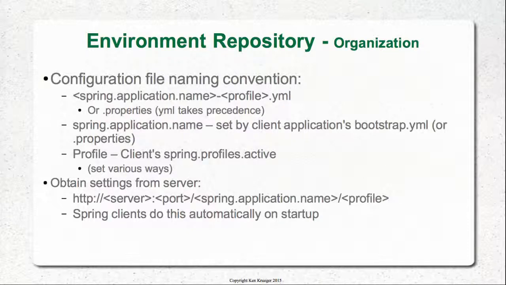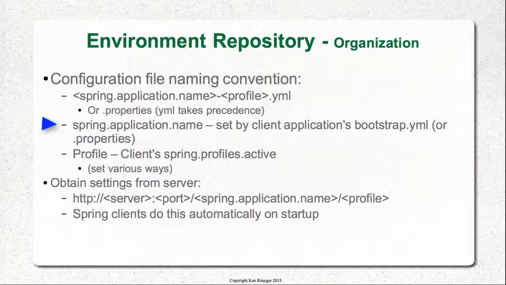Now, regardless of where the repository is, we need to talk about what you actually put in the repository, how it's organized. What you do is you put flat files in the repository. Now, the configuration files that you put in there are expected to abide by a naming convention. It's a very easy naming convention. The basic part of the naming convention is that a file should be named after the Spring application name that it corresponds to, and then a dash, and then the profile that it should be activated with. And you can use either YAML or properties. The YAML happens to take precedence. I'll discuss YAML and properties in just a second.